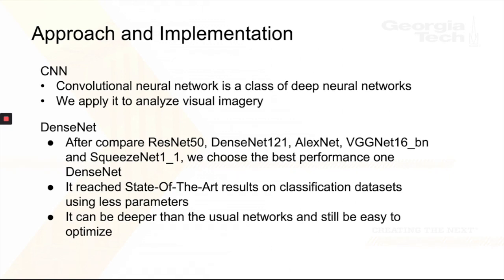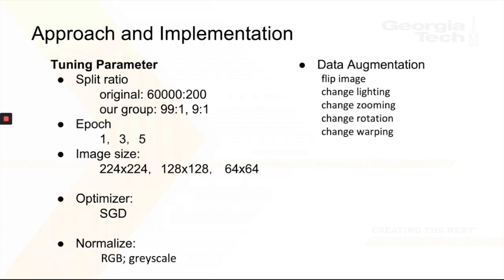We compared ResNet, DenseNet, AlexNet, VGG, and SqueezeNet and found DenseNet to be the most performant. Specifically, it was able to reach state-of-the-art results, having to tune fewer parameters on the classification datasets. Some of the tuning parameters we used included split ratios, which were originally 60,000 to 200, and we modified to 99 to 1 and 9 to 1.